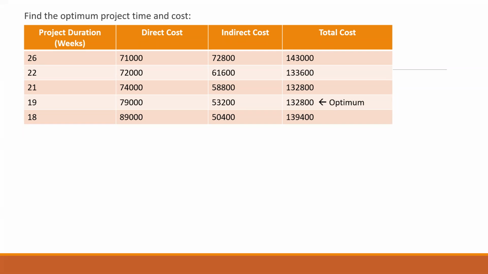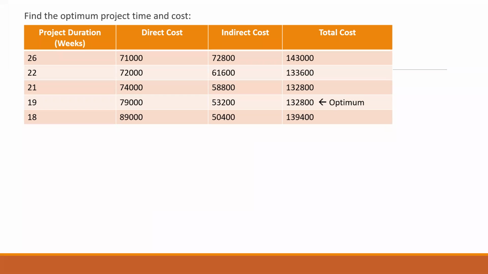Now there is a similarity between the project durations 21 weeks and 19 weeks. The total cost has not changed, that is 1,32,800 for both of them. But because the duration 19 is less than 21, we will consider the duration of 19 weeks as my actual duration, or the critical time to complete my project, because the cost is not changing there.